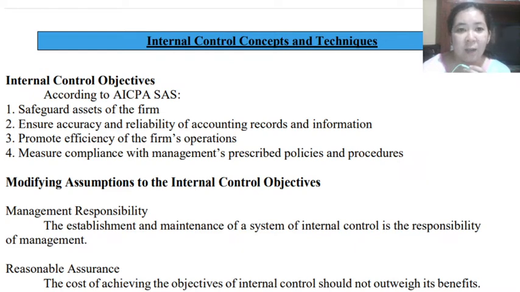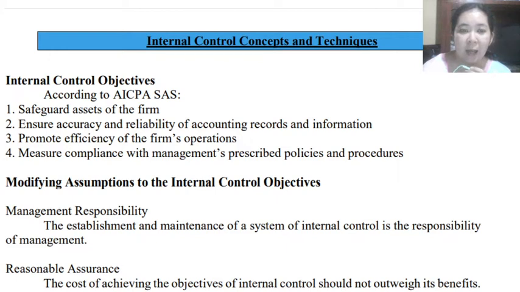Another objective of our internal control is to ensure the accuracy and reliability of the accounting records and the financial information. Of course, since this financial data is being used by the management and other stakeholders for decision making, it is very important that it should be accurate and reliable. Another objective of internal control is to promote efficiency of the firm's operations.